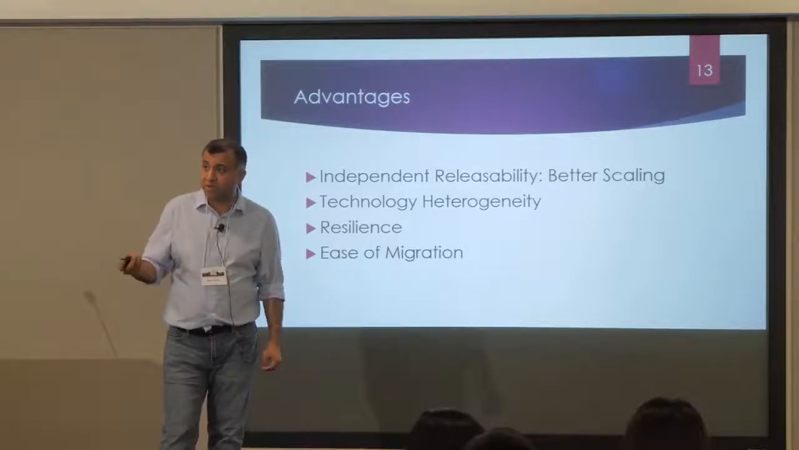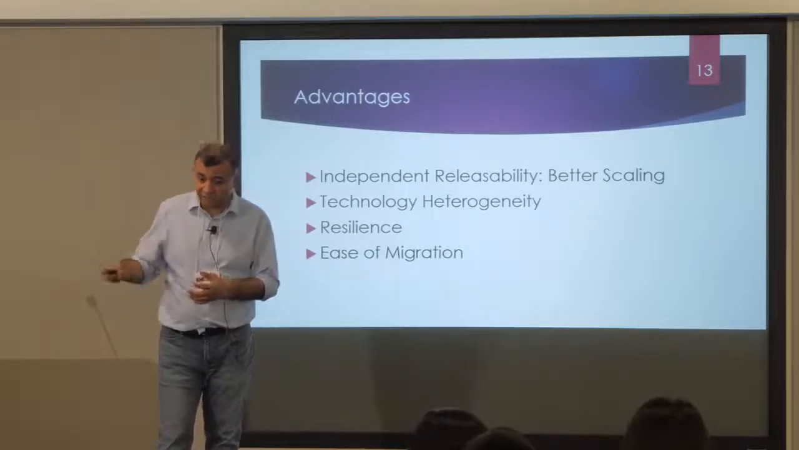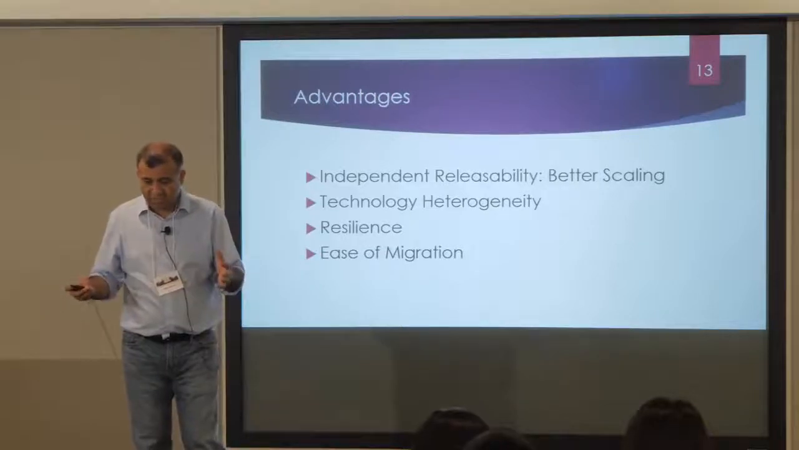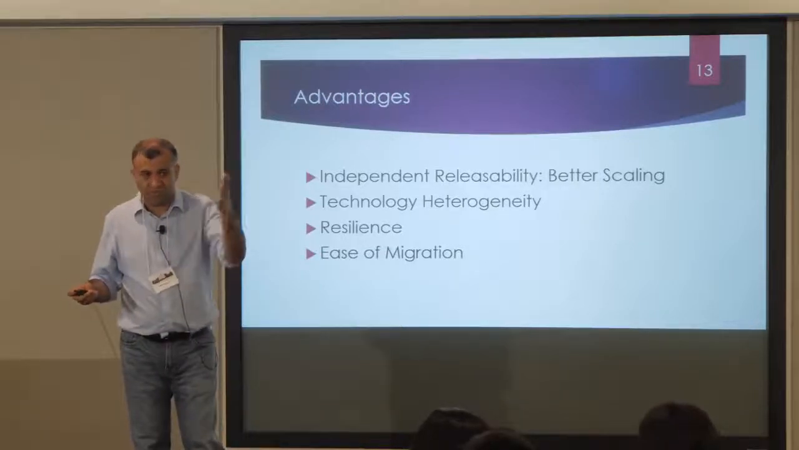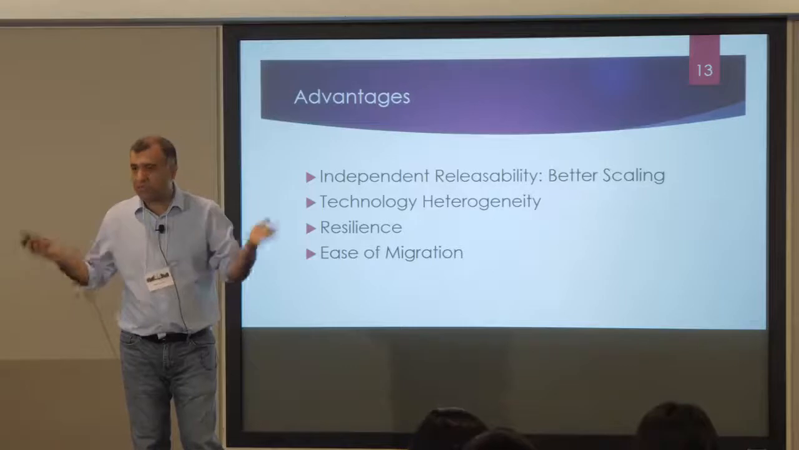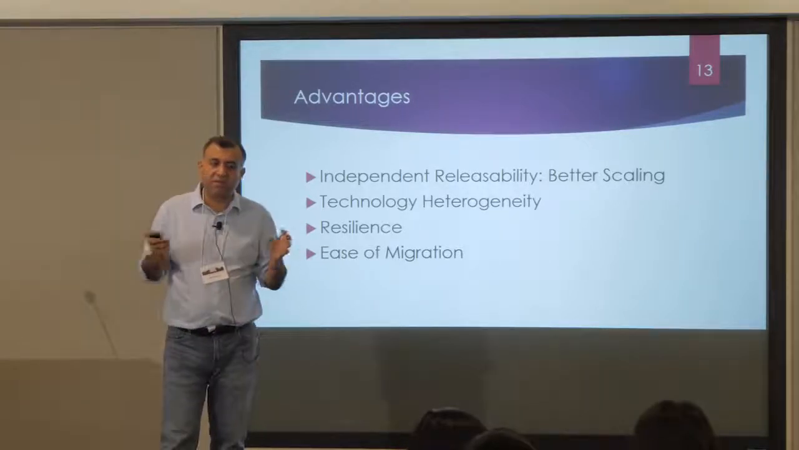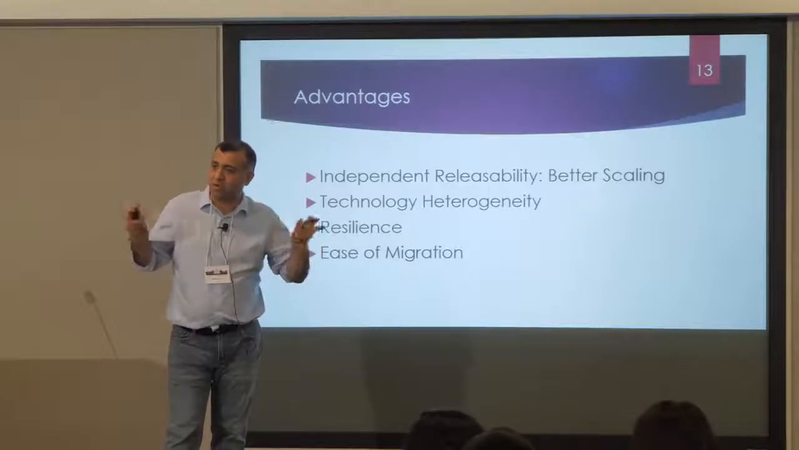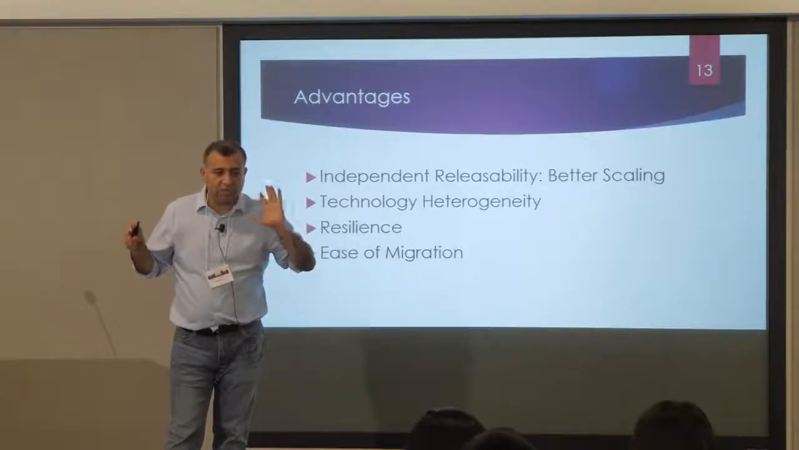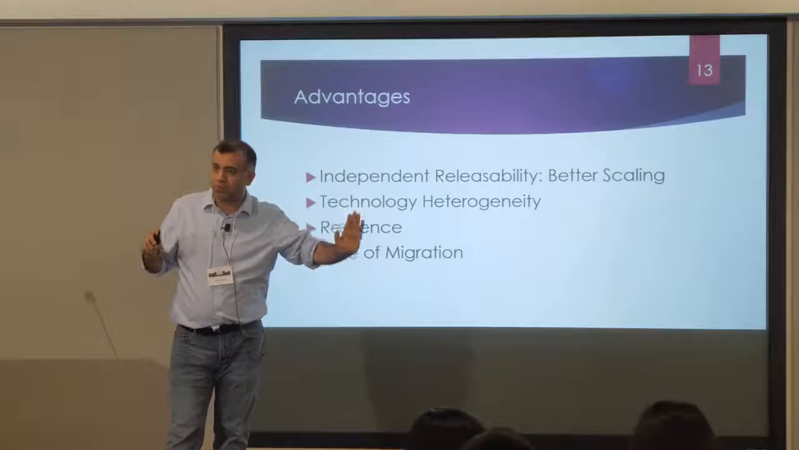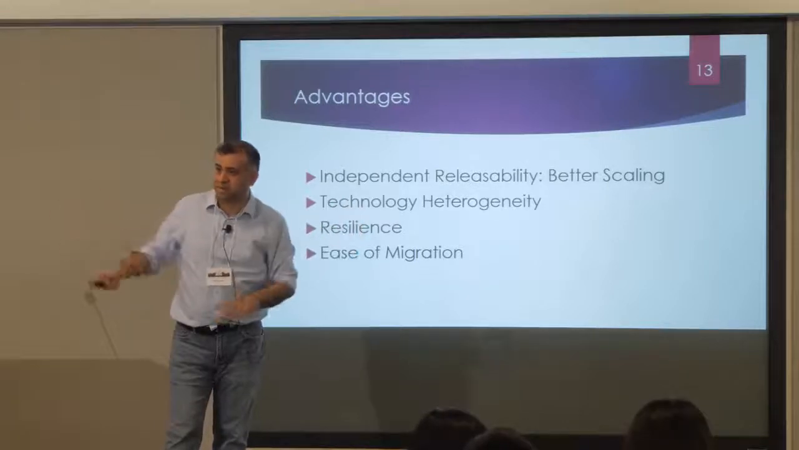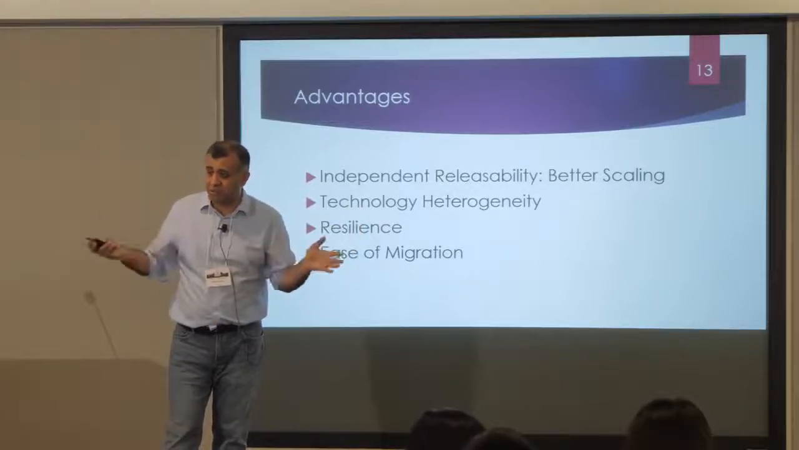You also have technology heterogeneity, which means in a monolithic architecture, if you're using a technology, Java or whatever, you have to implement the whole service in that language, right? Whereas in microservices, since they communicate using technology-agnostic protocols, you can have one service in one technology, another service in another technology, and a bunch of them.